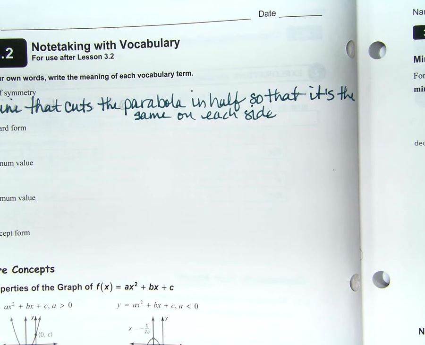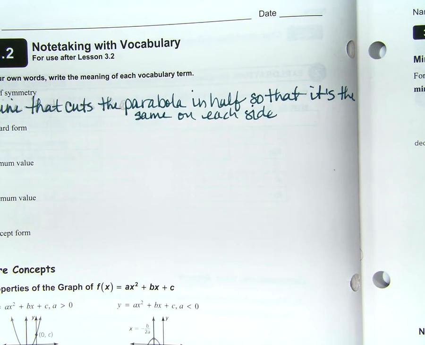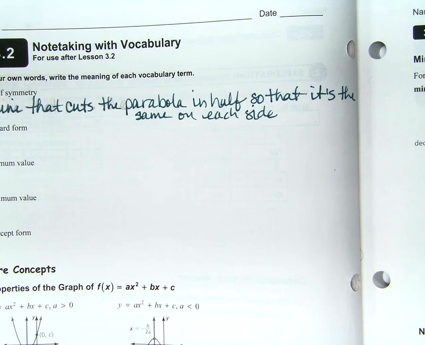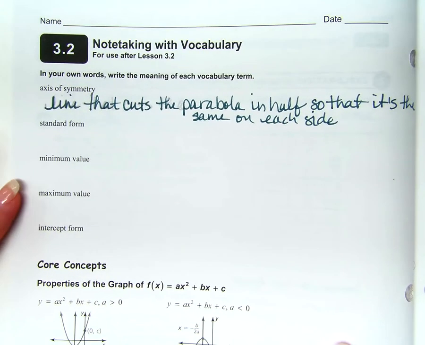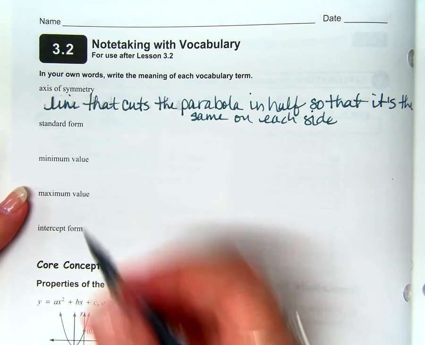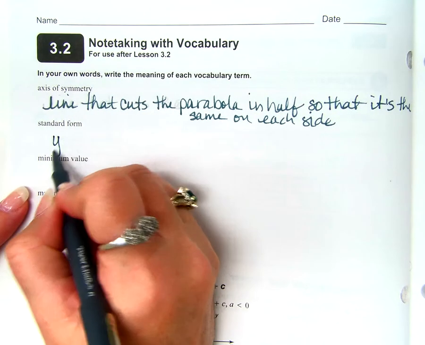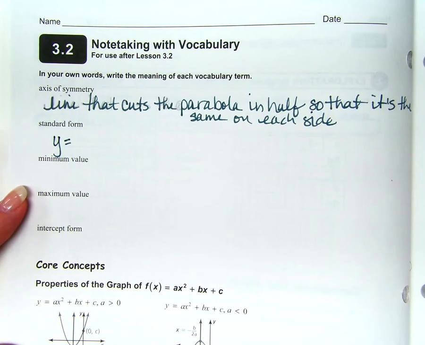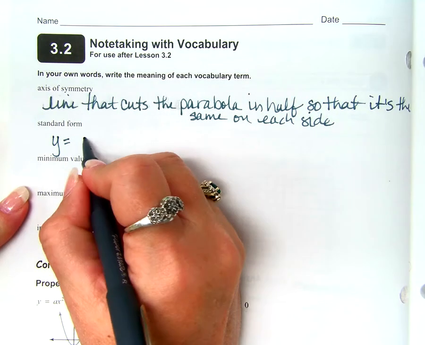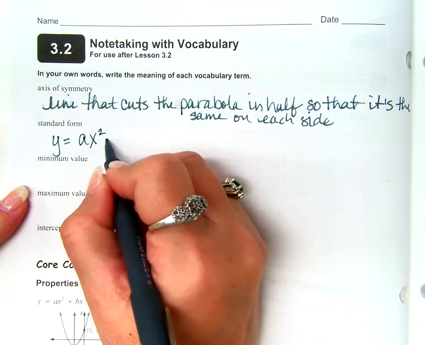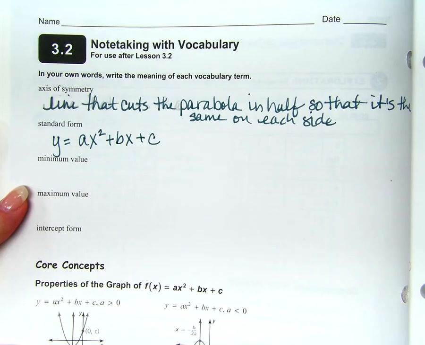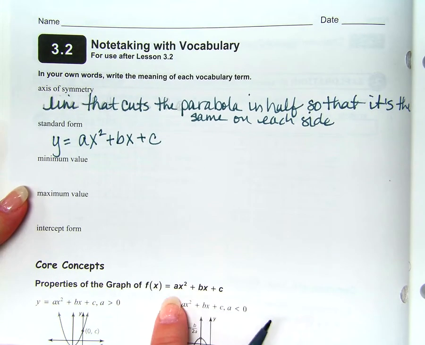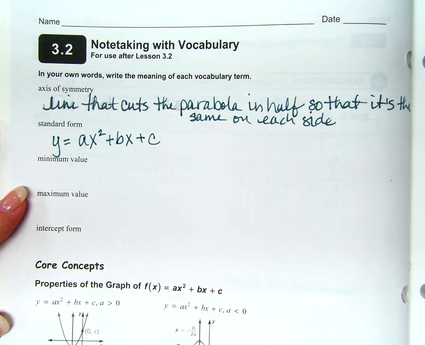What about standard form? Have you ever heard of standard form before? We even talked about it when? At the beginning of the year, right? Absolutely, the beginning of the year. So standard form is y equals or f of x equals, either one, ax squared plus bx plus c. It's also right down here, already written.